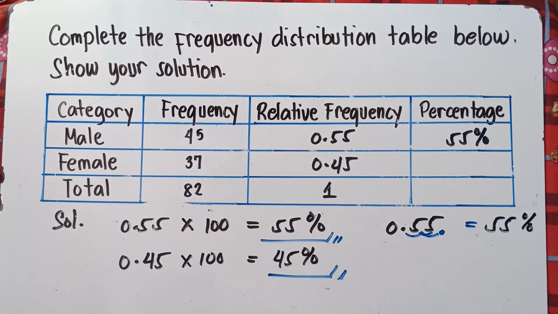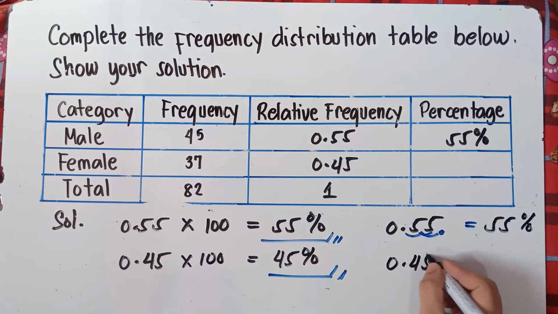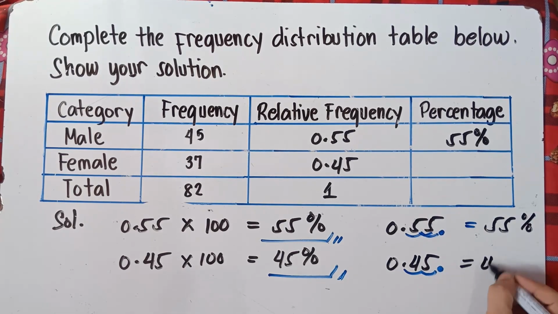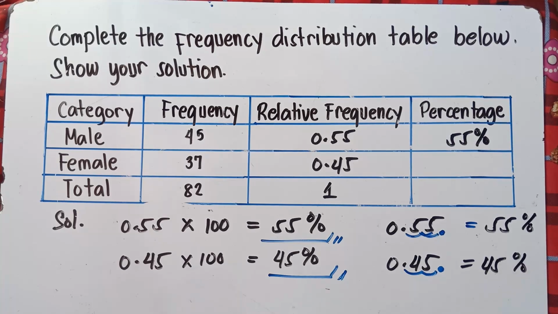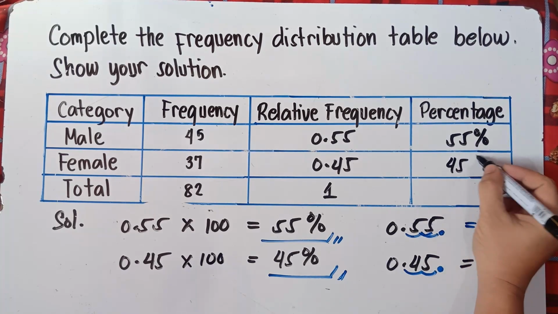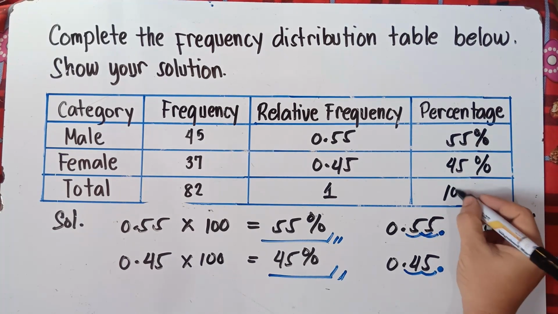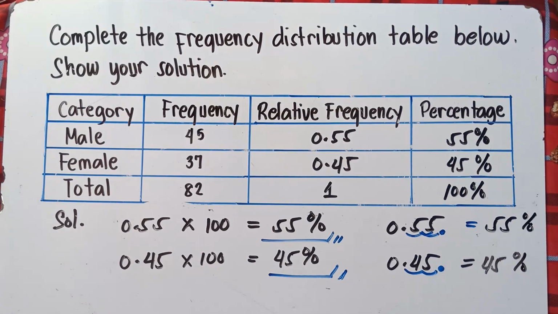And the other solution, we can simply move the decimal point left to right twice: 1 and then 2, and the answer is 45. Do not forget percent, so this will be 45%. And the total, if you add this up, will be 100%. That's it, class. All set for the frequency distribution table.